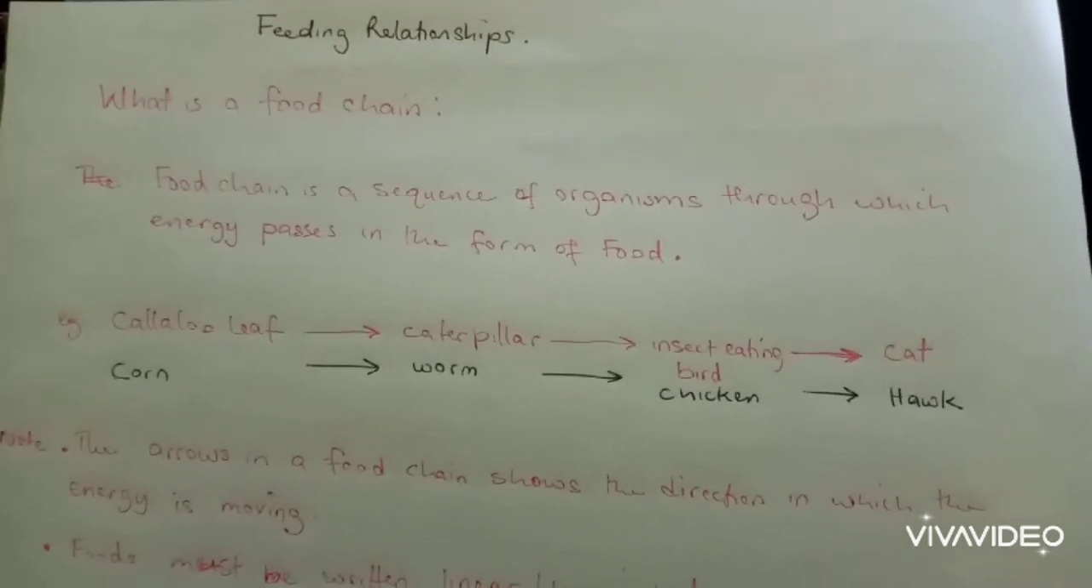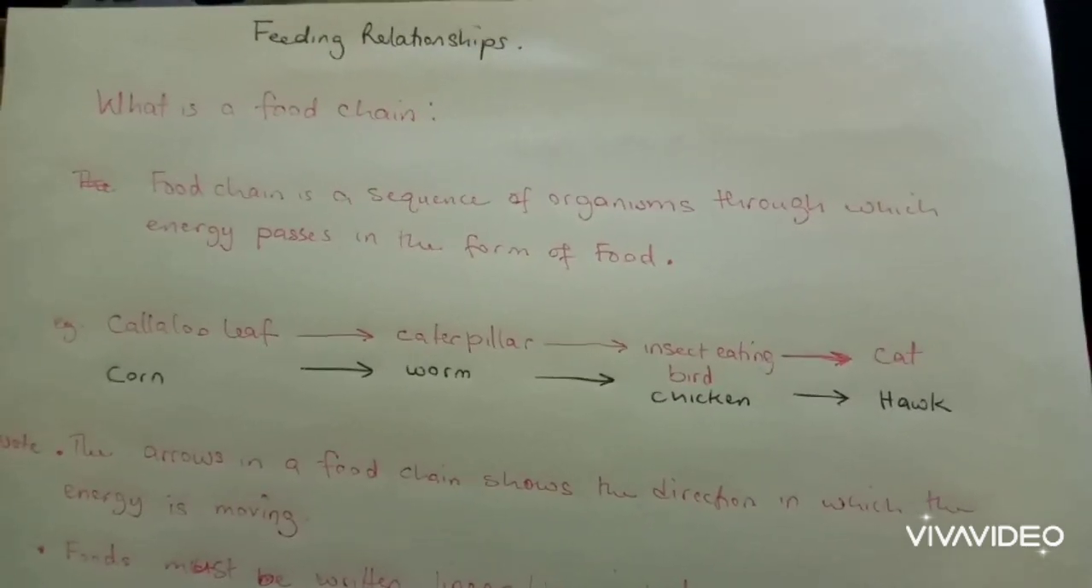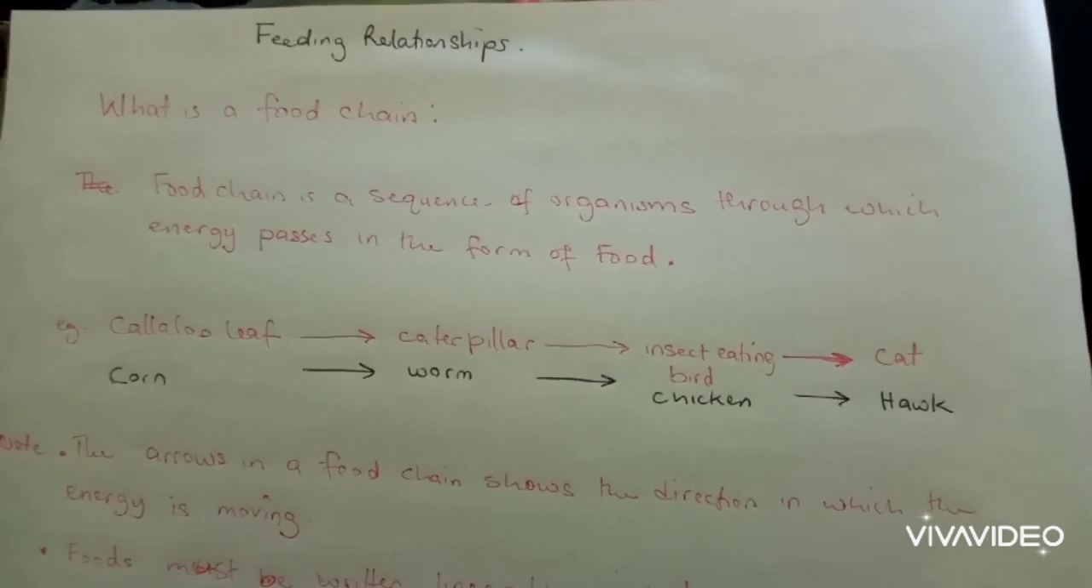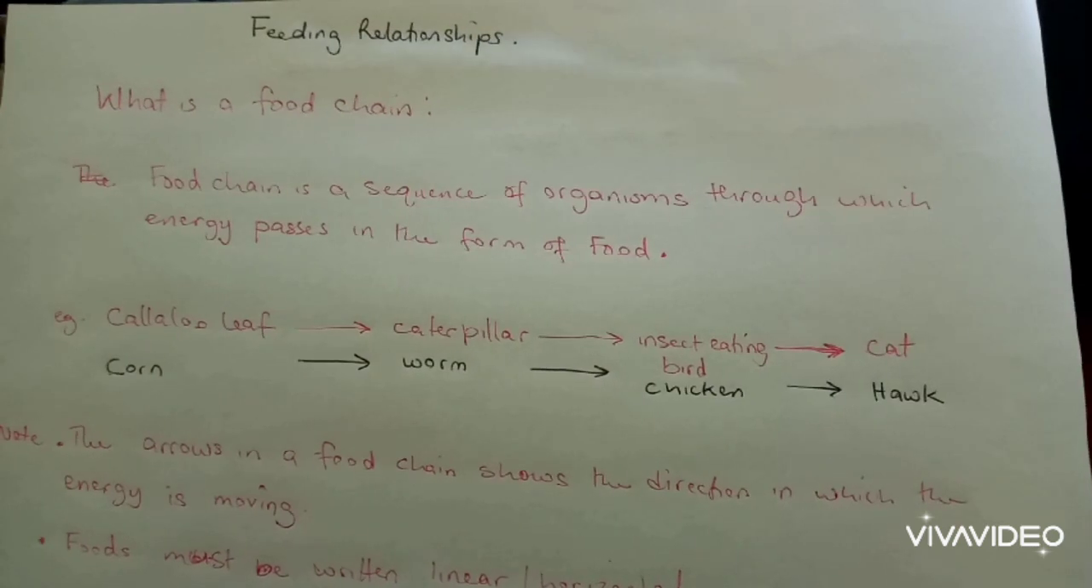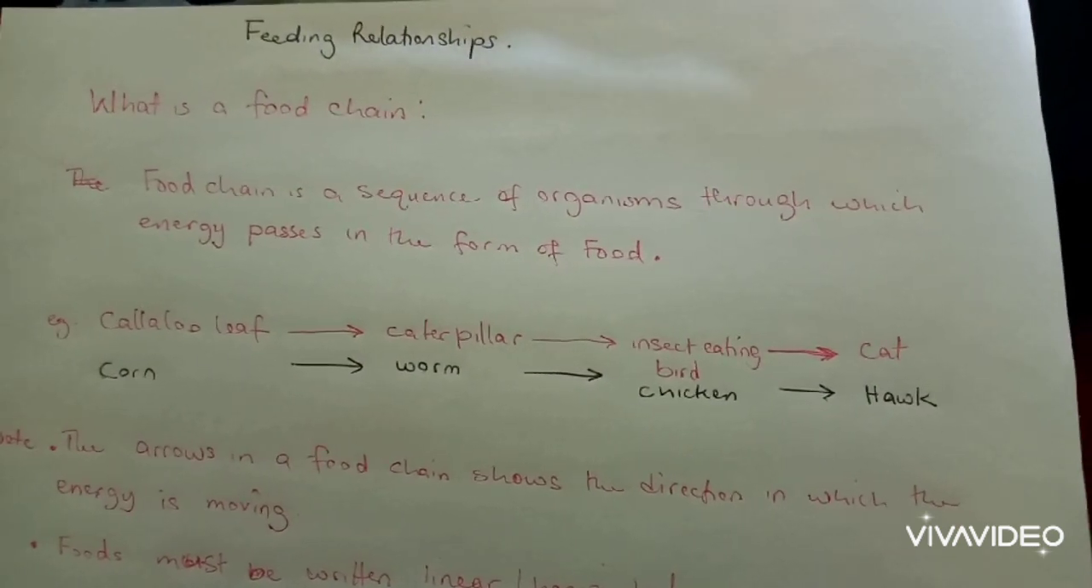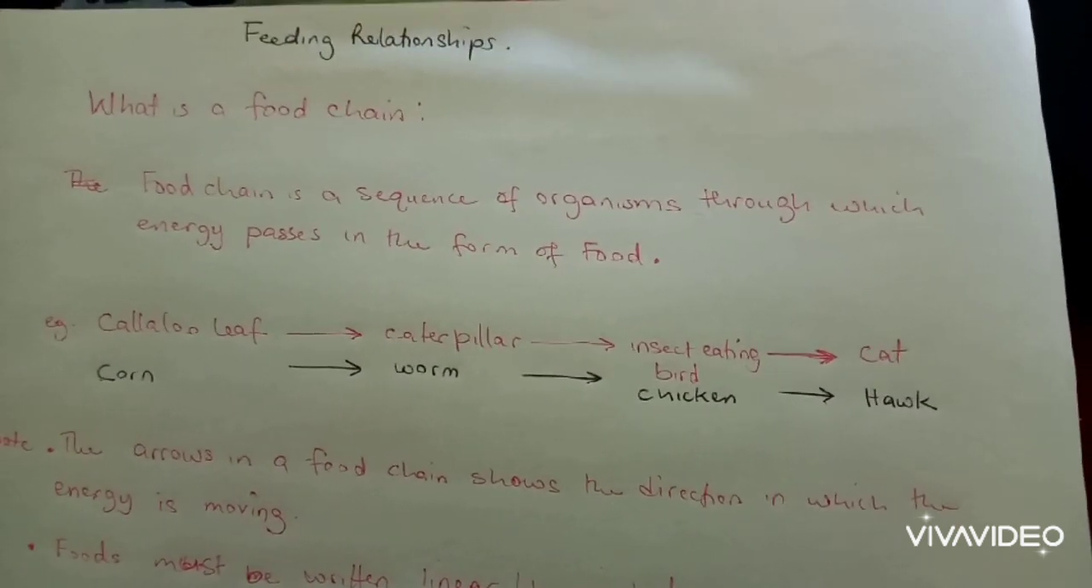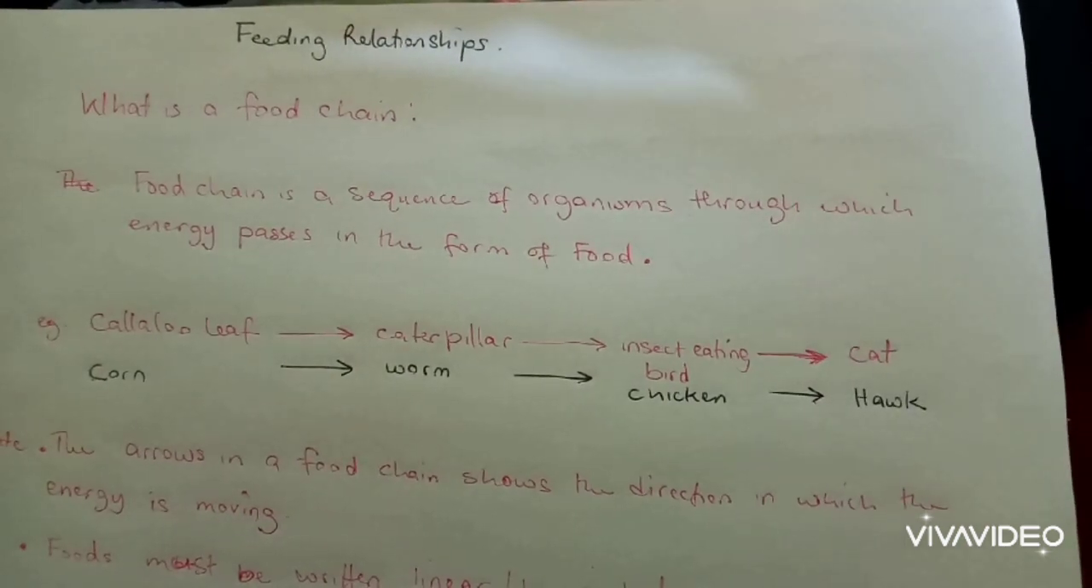Okay, so what is a food chain? Basically, a food chain is a sequence of organisms through which energy passes in the form of food.